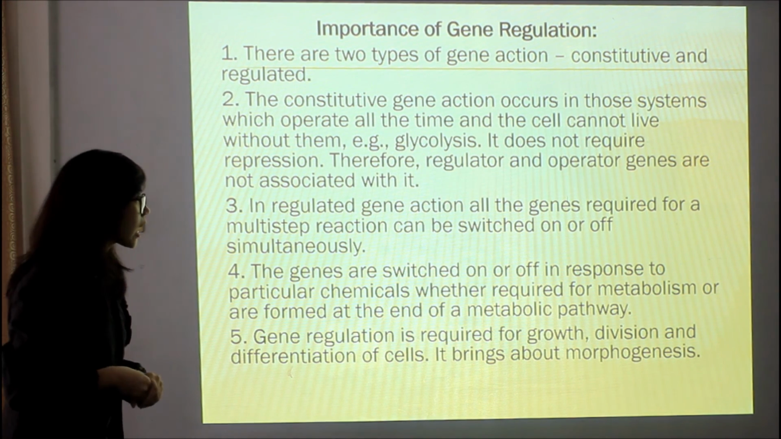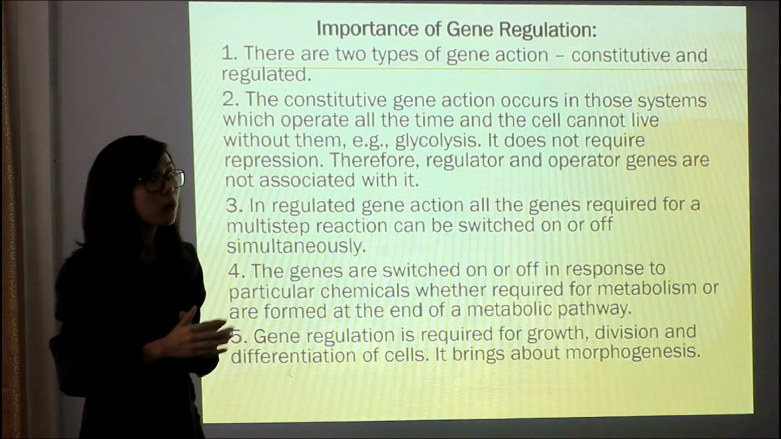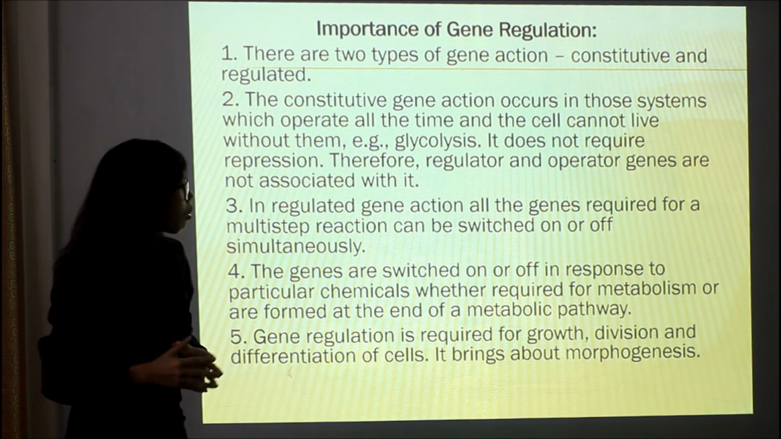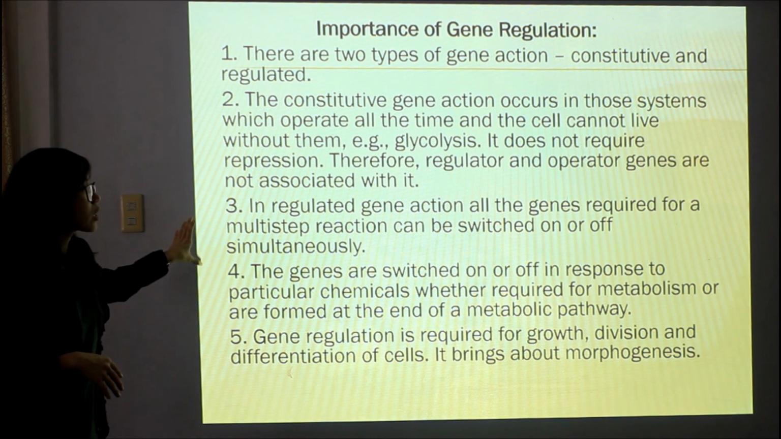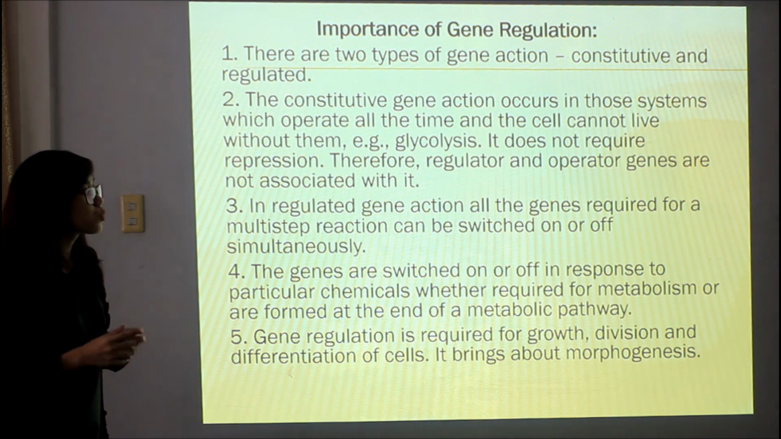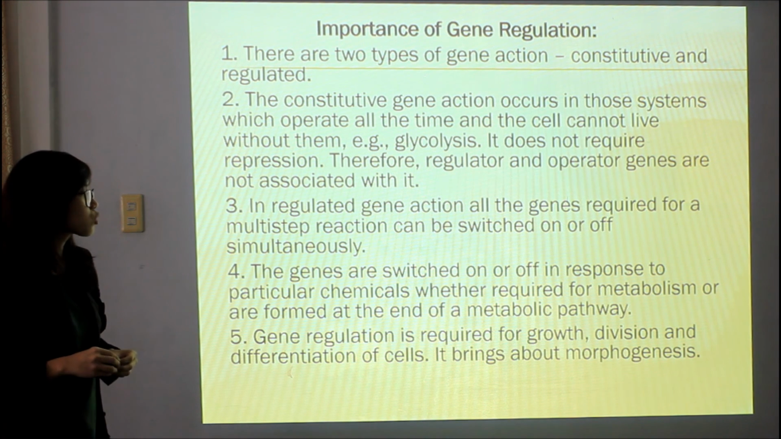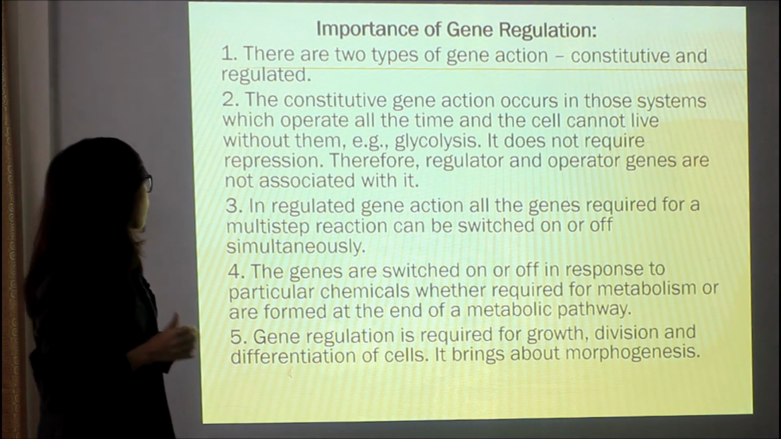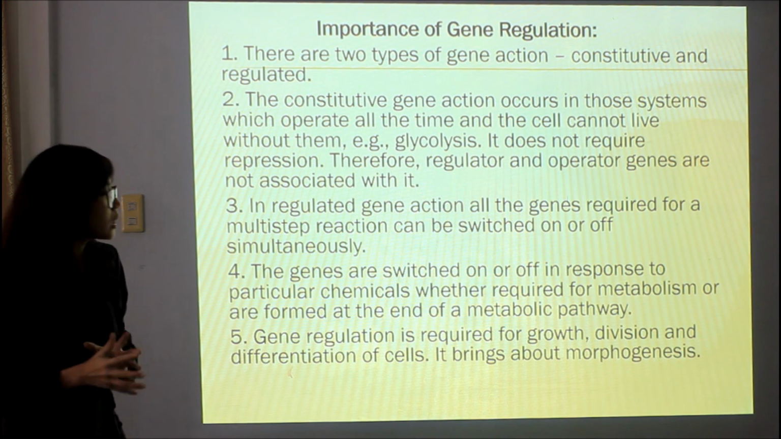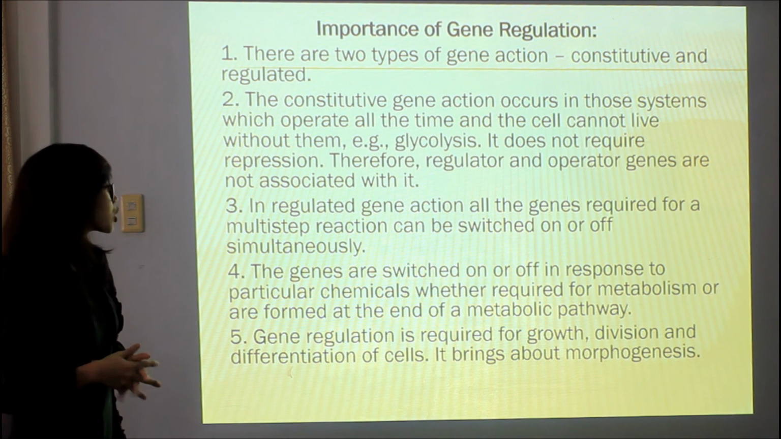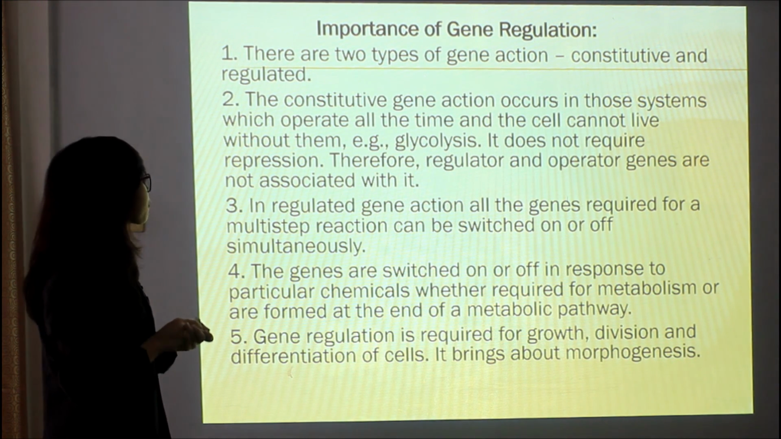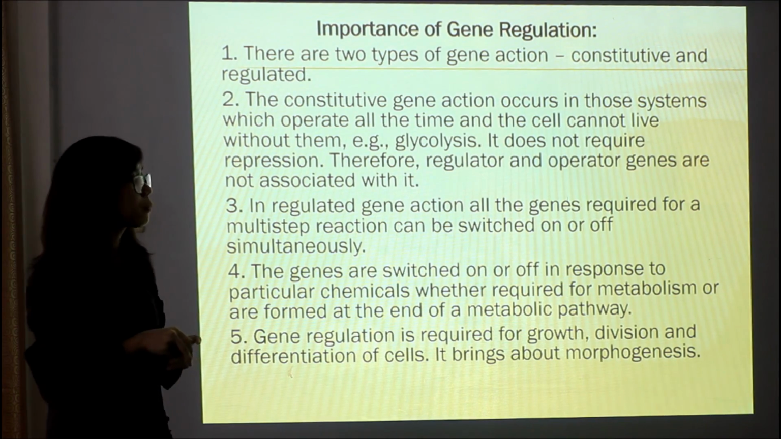In regulated gene action, all the genes required for a multi-step reaction can be switched on or off simultaneously. The genes are switched on or off in response to particular chemicals, whether required for metabolism or formed at the end of the metabolic pathway. The gene regulation is required for growth, division, and differentiation of cells. It brings about morphogenesis.